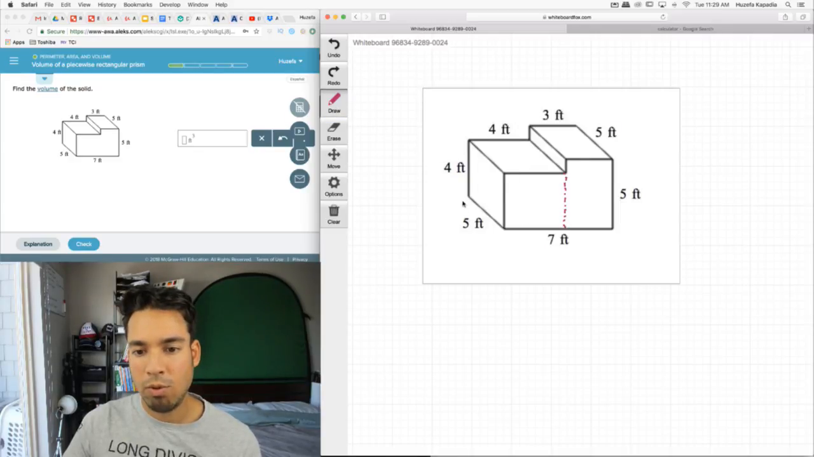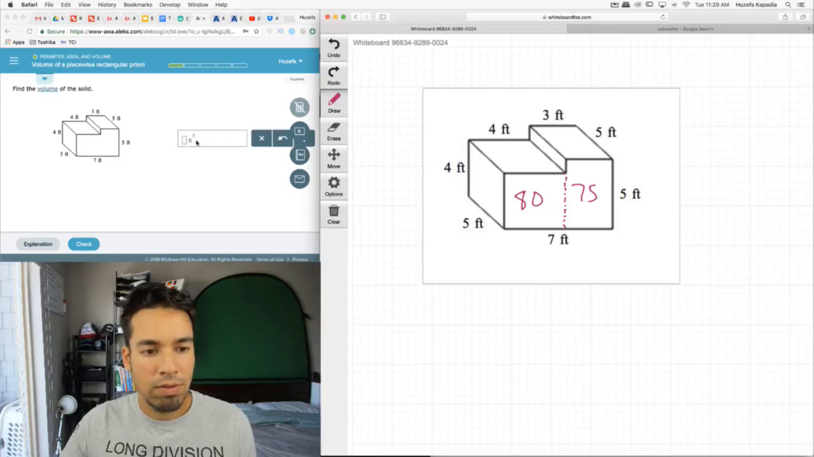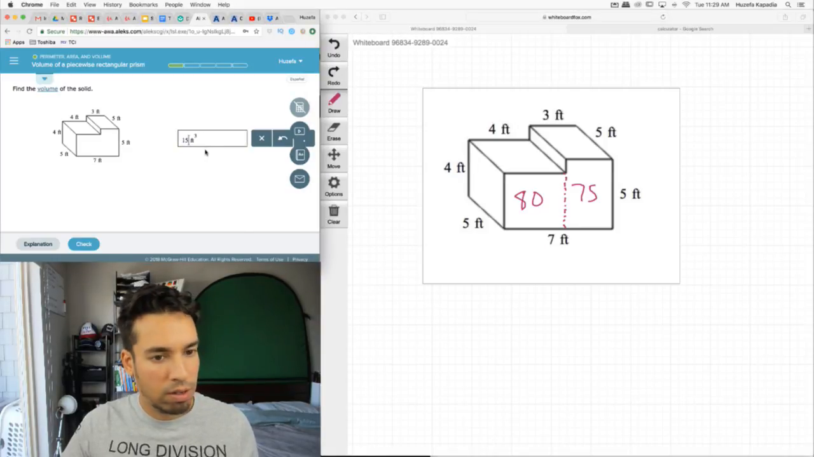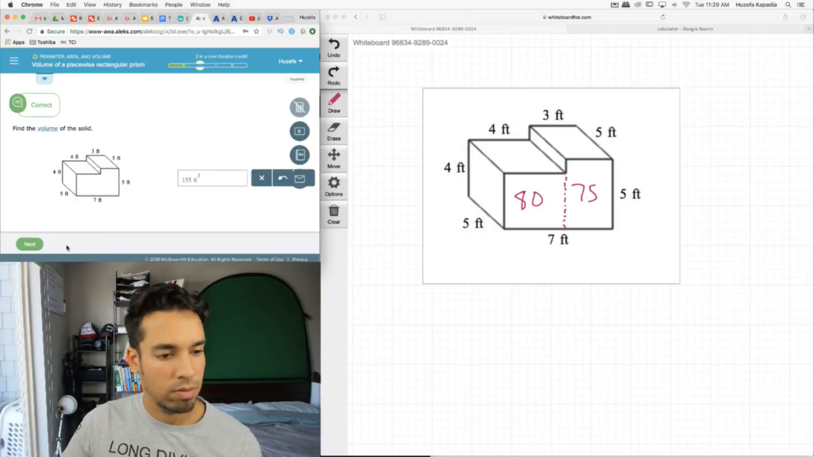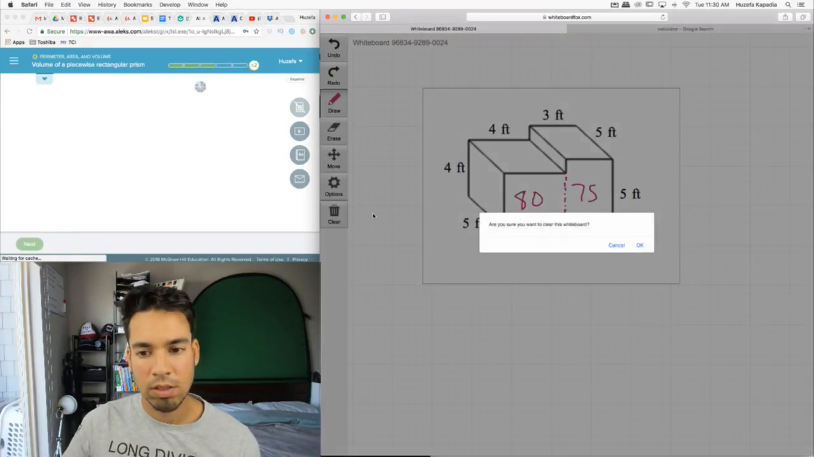We've got 4 by 4 by 5, right? So 4 times, let's do 5 times 4 first, which is 20, times 4, which is 80. So this is 80 feet cubed. What about this one? 5 times 5 times 3. 5 times 5 is 25, times 3 is 75. 75 plus 80 is 155 feet cubed. Okay, next.